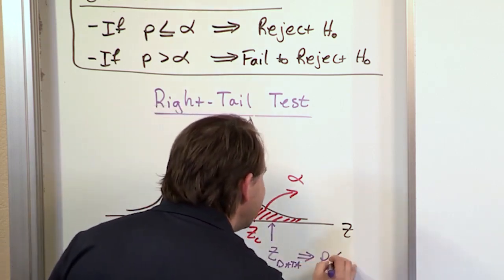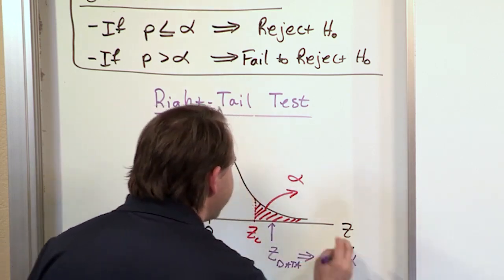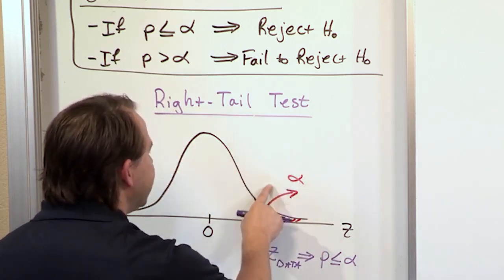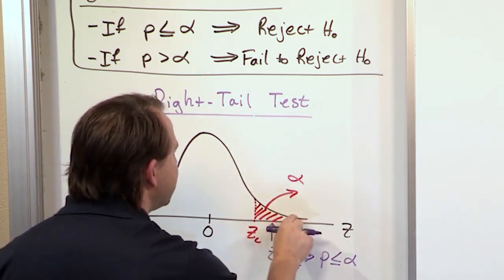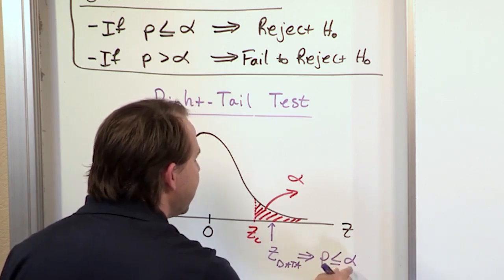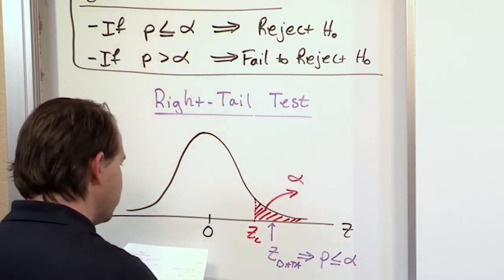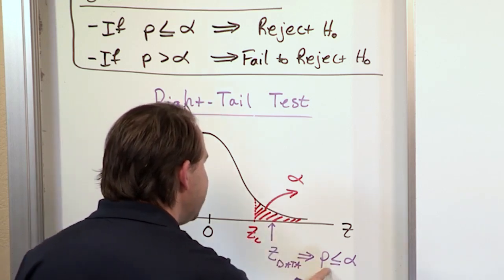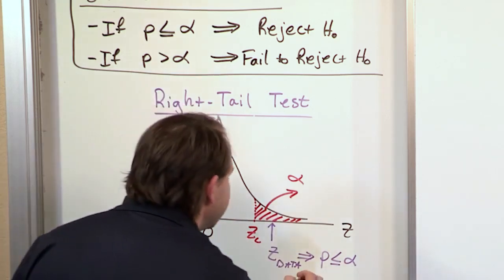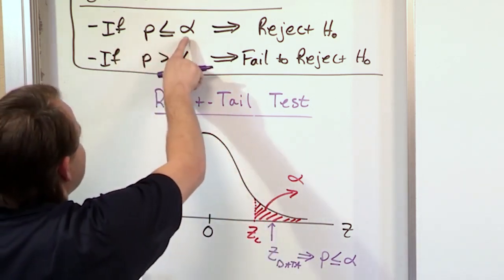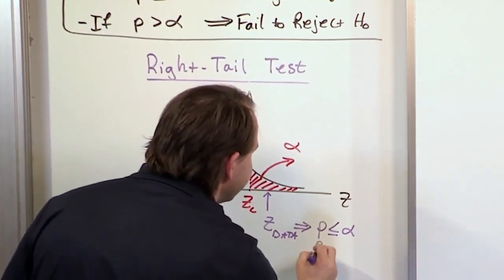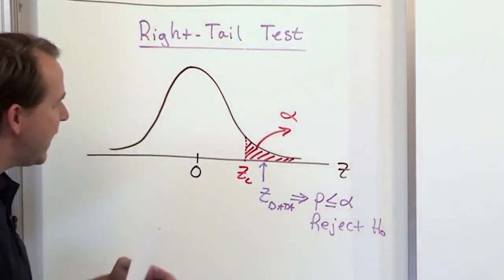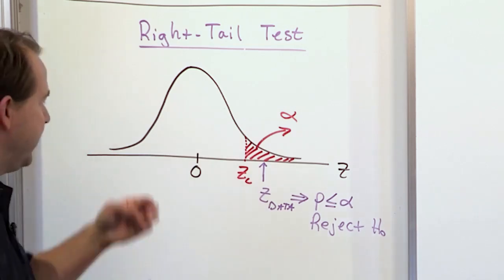So p would be less than or equal to alpha, right? Alpha is this whole shaded region, and if we were rejecting the null hypothesis, the p-value would be smaller than alpha. So when z falls in this region, p is less than alpha. And this means, based on our little test, p is less than alpha, we reject the null hypothesis. So you see how these two concepts are saying the same thing.